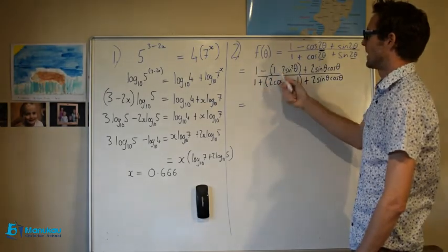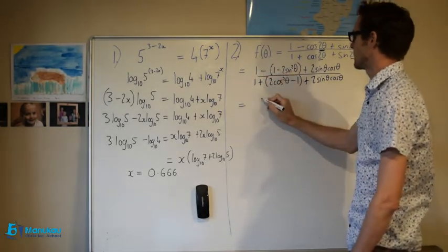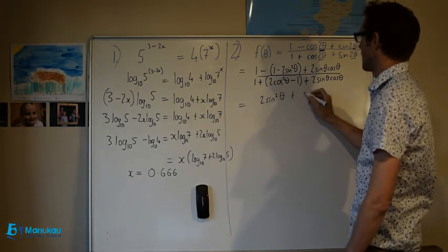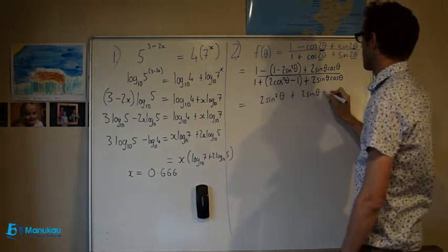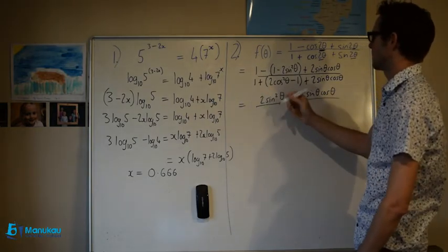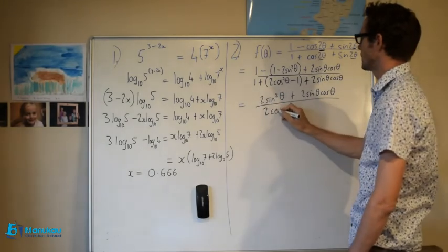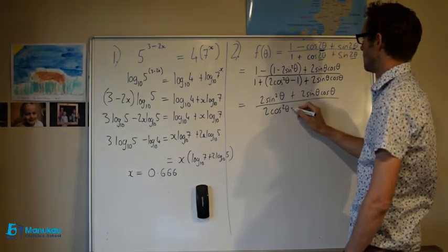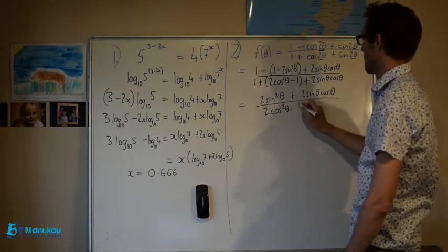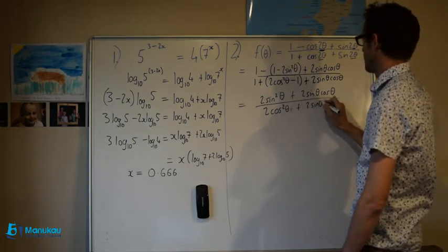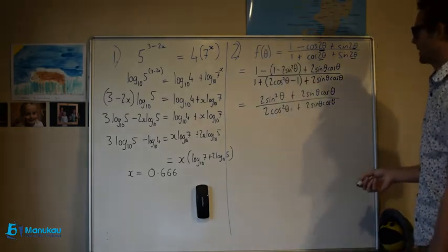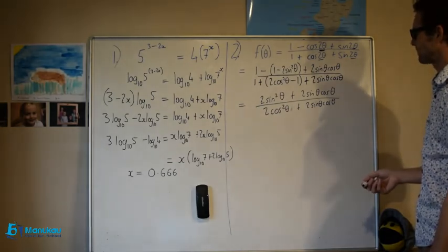Okay, 1 minus 1 is 0. Minus 2 sine squared theta is minus 2 sine squared theta. Plus 2 sine theta cosine theta. That's our top. Now let's look at our bottom. 1 plus minus 1, that gets rid of that. And then we're left with 2 cosine squared theta, plus 2 sine theta cosine theta. Alright, what can we do at this point?